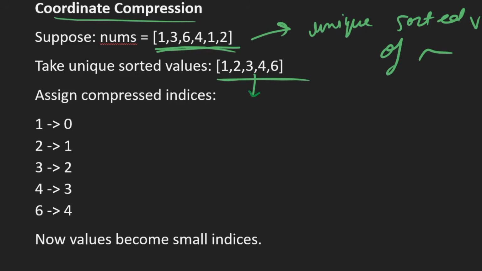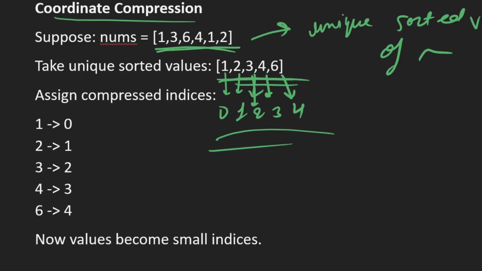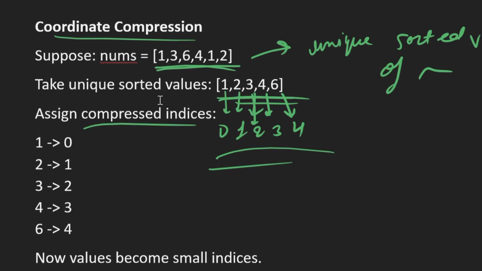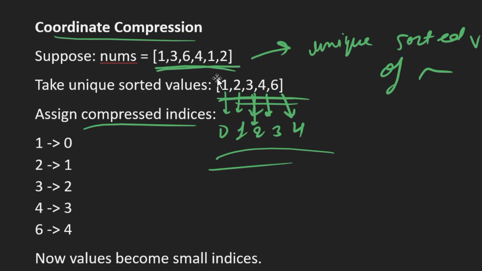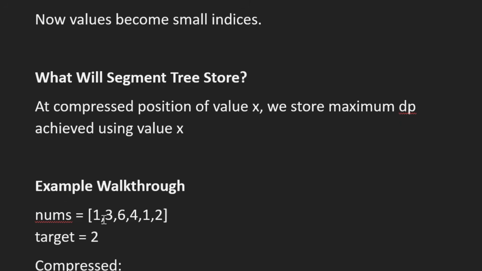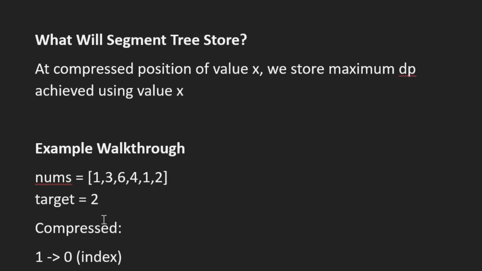Then we'll assign new indexes to these compressed values. So 1 will be given index 0, 2 will be given index 1, 3 will be given index 2, 4 will be given index 3, and 6 will be given index number 4, right? So these are the new compressed indexes assigned to the nums values now. And now see, earlier we had 6 values, but after compressing we have only 5 values. So now the values become small indexes, right?